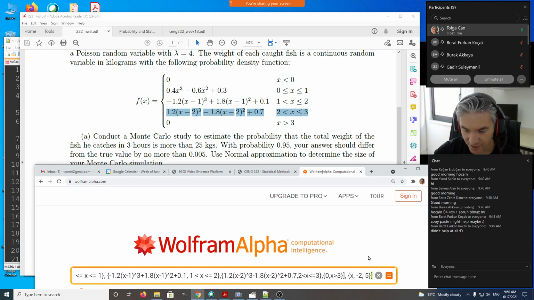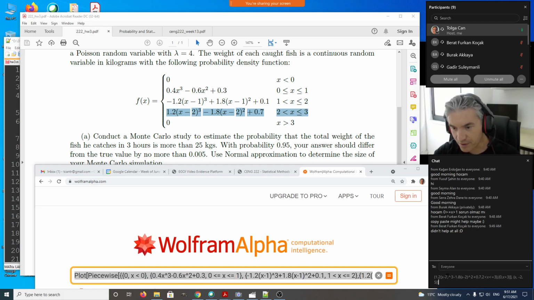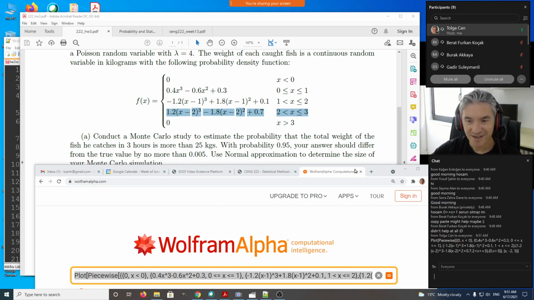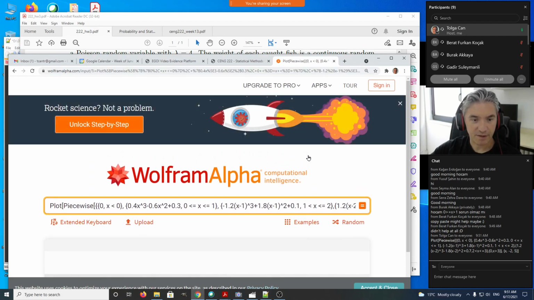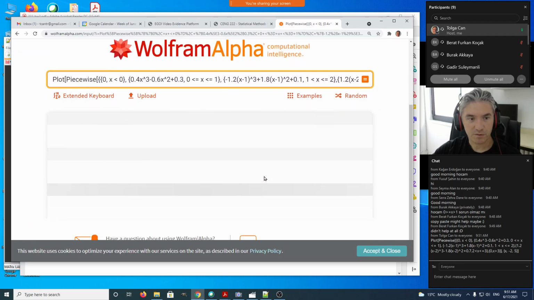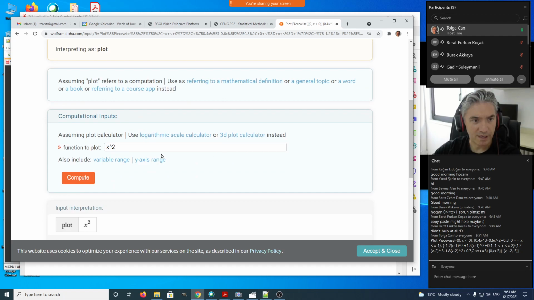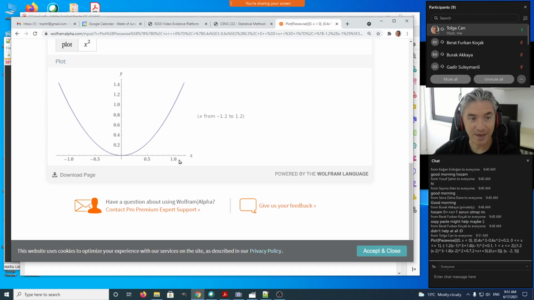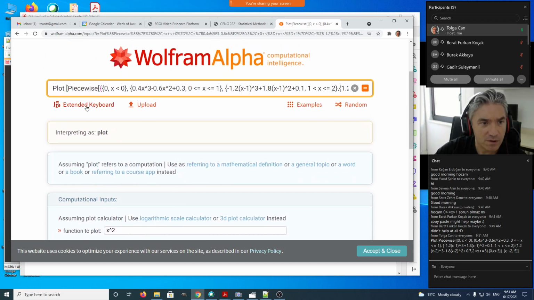Let me just copy this in case we have an error. Okay, if you want to try that out, let me also copy it here in the chat box. All right, so when you hit enter, if there's an error, it will show, or it will try to do some. So it's trying to plot it, interpreting as plot. So yeah, there were some errors here. That's why it just plotted this one. I think we need to put a space here.